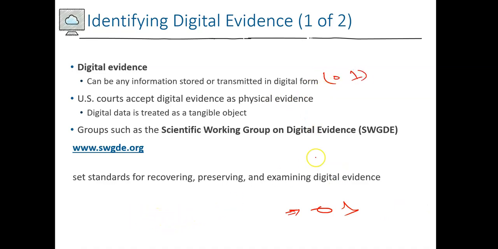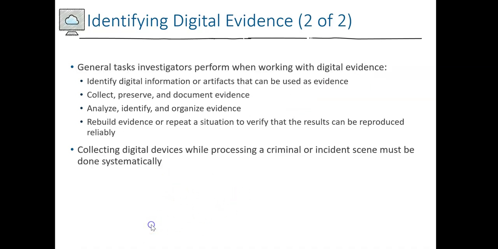U.S. courts accept digital evidence as physical evidence, and this is very important. Physical evidence is something touchable, something you can touch and hold in your hand. But U.S. courts will accept digital evidence. If you say, hey, this is the email, I print out the email, it is considered digital evidence. So digital data is treated as a tangible object. Groups such as the Scientific Working Group on Digital Evidence are also good resources to define the definition and the standards of digital evidence.